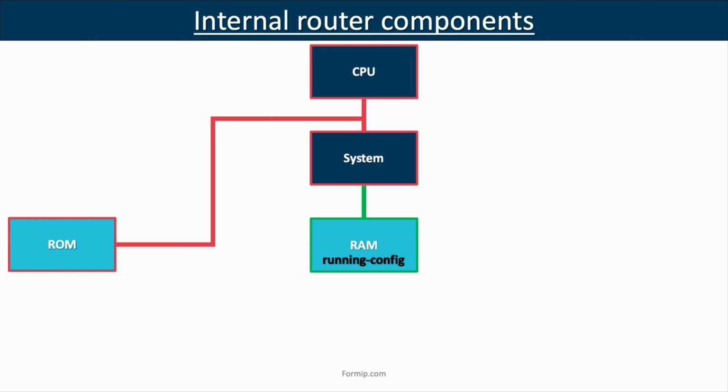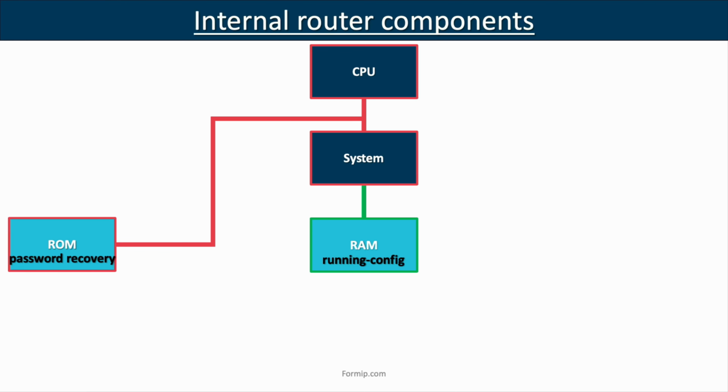Then we have the ROM, which is a permanent storage memory. It contains basic functions that allow you to start the router. It is thanks to this memory that you can recover a lost password. Unlike RAM, ROM memory is a non-volatile memory. That is to say, if the power is cut off or the equipment is restarted, it is not erased.